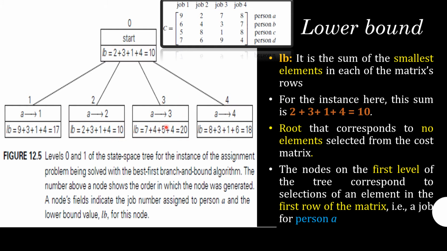So what about the third node? Third node means I have to assign the third job to person A. If I assign the third job to person A, what is the value of the lower bound? The lower bound is equal to the third value, that means job 3 is 7, so 7 plus 4. Why 4 here? Why not 3? Because 3 is a minimal element, right?